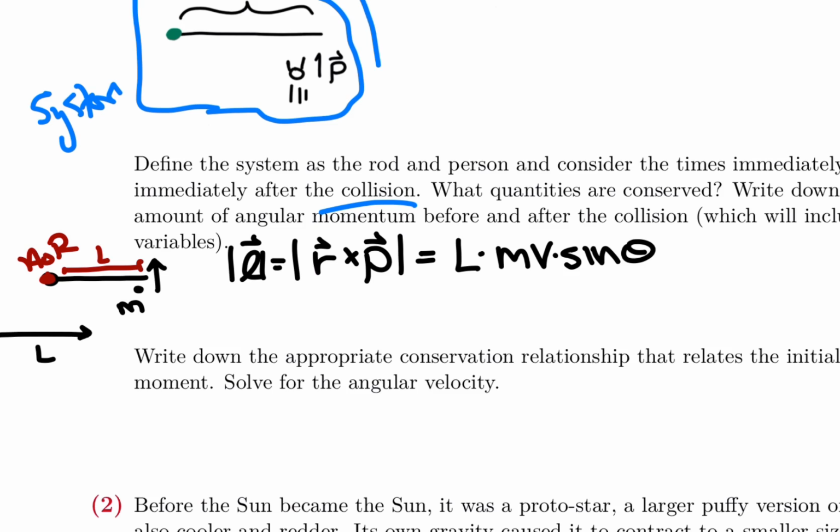But in this case, the moment arm, I guess R, which goes from the axis of rotation to the point of contact, and the direction of the momentum, which is straight up, is a 90-degree angle. Sine of 90 degrees is just 1. The initial angular momentum is just LmV. If I wanted to say this as a vector, I would say it's LmV and points out of the page.